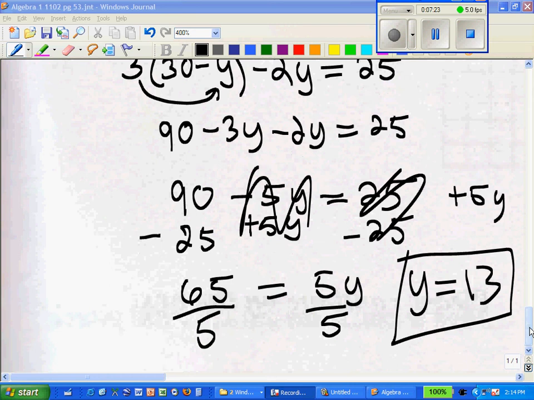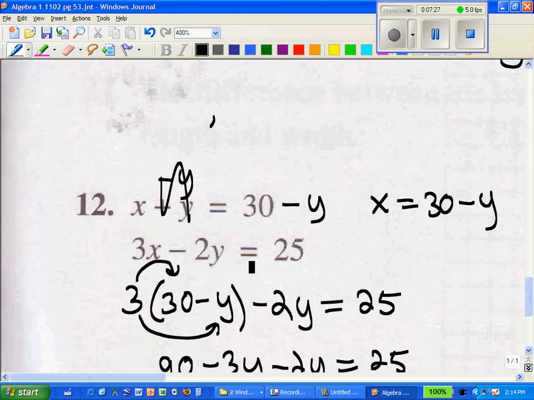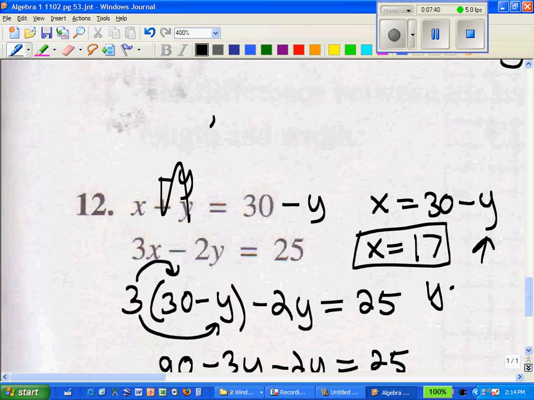Now that I know what y is, I'm going to go back to my original equation. Actually, no, I'm not going to go back to my original equation. I'm going to plug y in here, and that's going to tell me what x is. Since y is 13, x is 30 minus 13, which is 17. So x is 17, y equals 13.